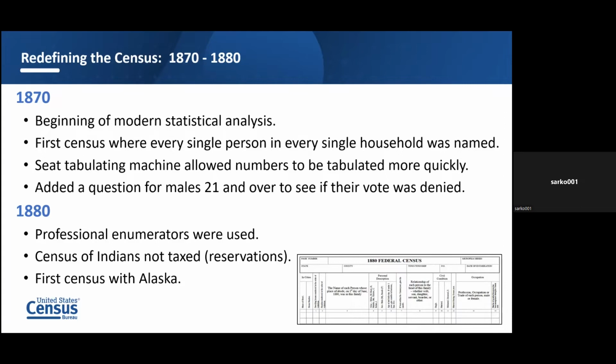So in 1850 and 1860, you would have the names of everybody in the free household. But the slave schedule would only have sex and age. 1870 was the first census where every single person in every single household was named. Before 1870, a lot of times within the household, they wouldn't even write the whole name. They would just put initials. But in 1870 is when every single person in the United States had their name listed on the census. 1870 was actually the first census to list all African Americans.